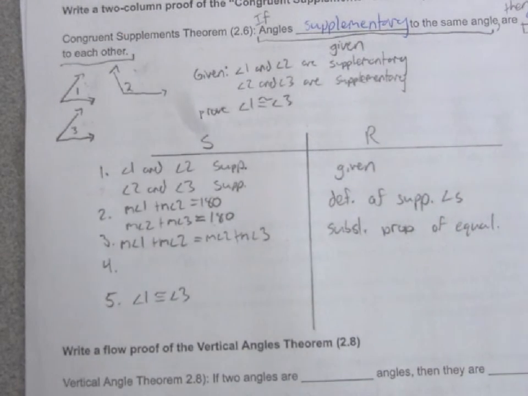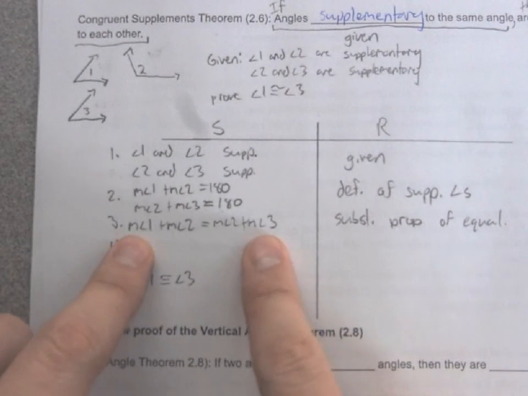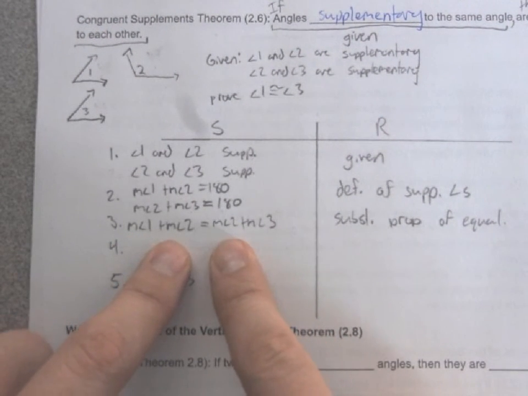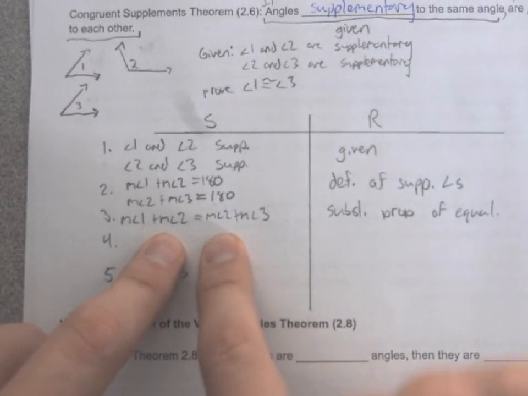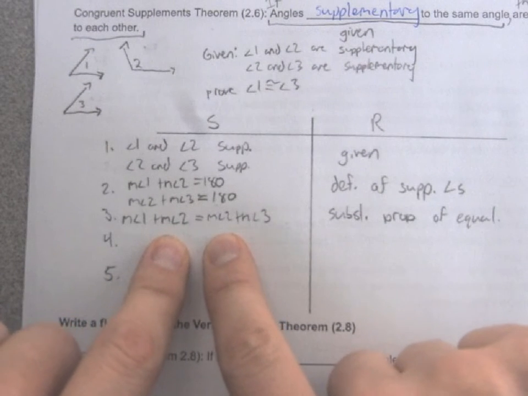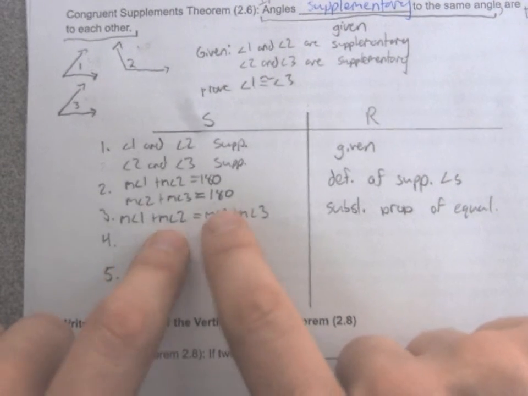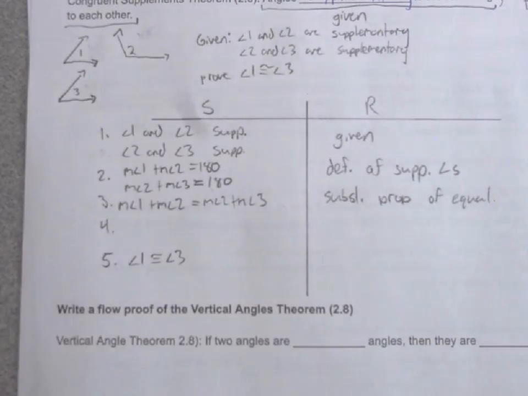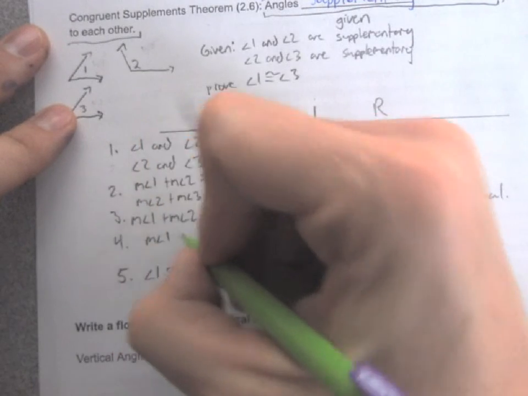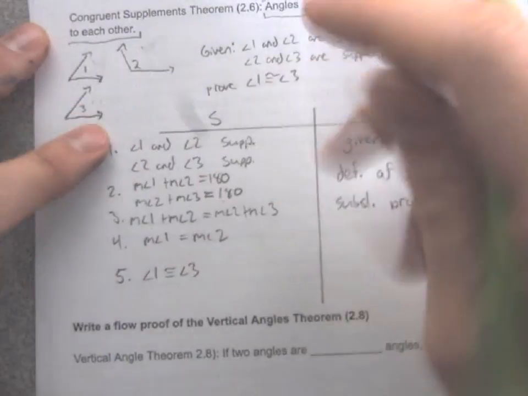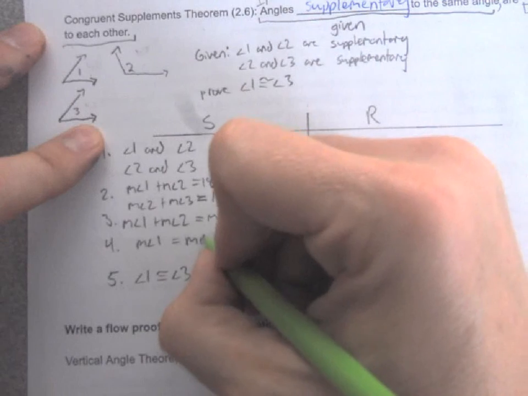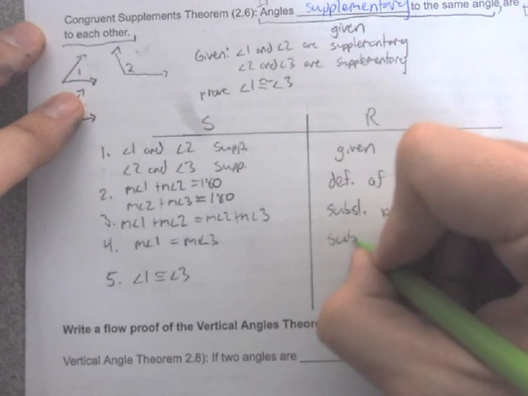Okay, now let's think about where we're going. We want to show that angle 1 and angle 3 are congruent. Well, here's angle 1 and here's angle 3, and notice that I have the measure of angle 2 on both sides of the equation. Now, I don't know what the measure of angle 2 is specifically. It could be 60 degrees, it could be 120 degrees, I don't know. But whatever it is, it's the same on both sides. And so whatever that measurement is, I'm going to subtract that from both sides, and that will give me the measure of angle 1 equals the measure of angle 3. That's the subtraction property of equality.